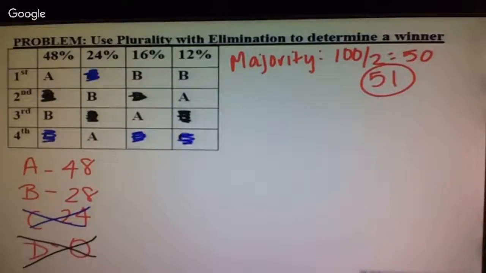Well, C started with 24 points. Where did those 24 points now go to? They now drop down to B. So I can add 24 to the points that B already had, which means B now has 52, which means B is your winner.